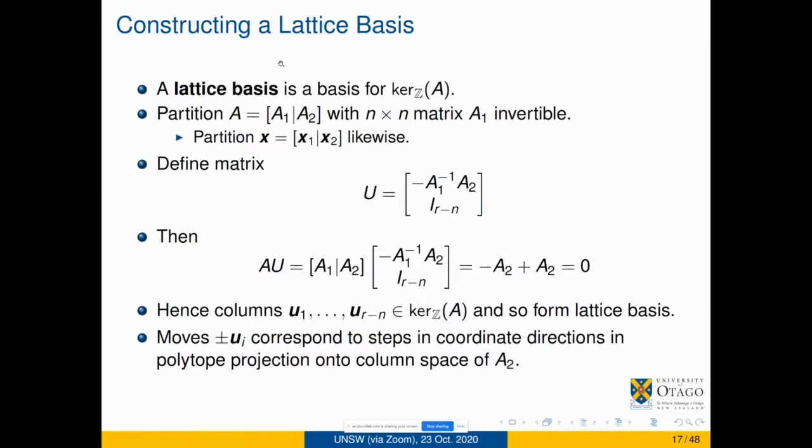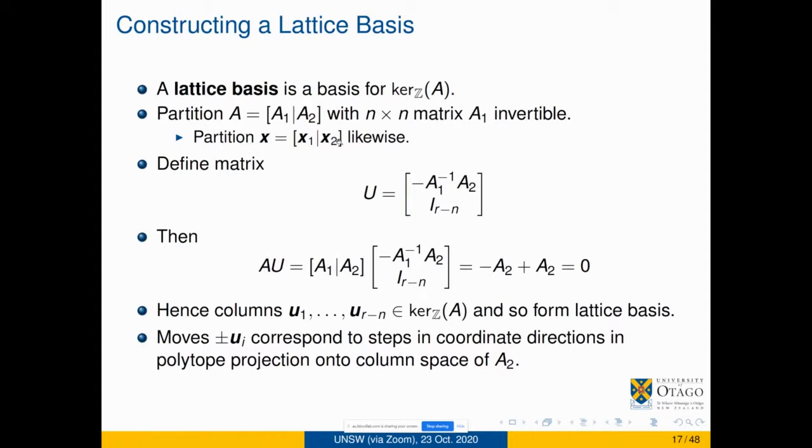So how might we go about finding some moves with those properties? Well, let's deal with property 1 first. A lattice basis is by definition a basis for the kernel of A, the integer kernel of A. How could we get a lattice basis? Well, here's a nice simple way. Partition the matrix A into A1 and A2, where A1 is an n by n invertible matrix. Remember, A is full rank, so we can certainly do that.